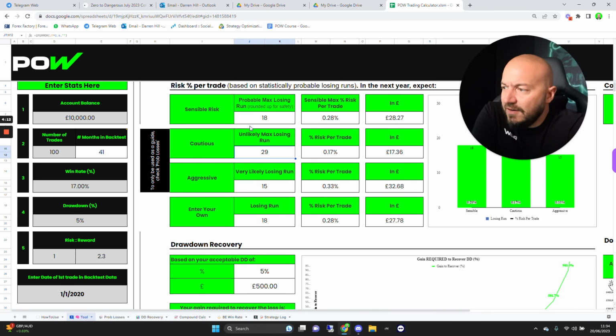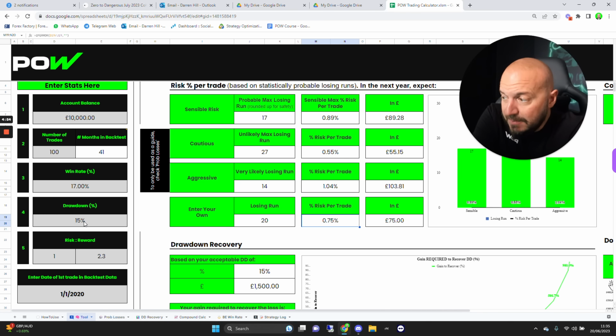For example, here I've got a probable losing run of 18, a very likely losing run of 15, and an unlikely losing run of 29. So if I've got £10,000 and I only want a maximal drawdown, if my biggest losing run was to ever happen, of, let's say, 15%, then I might look at these and go, do you know what? I'm comfortable that that's going to be very unlikely, but these are probably going to happen. So I'm going to choose somewhere in the middle and risk a losing run of 20. Now, that's going to tell me that my risk per trade is 0.75%, if I just traded that one strategy within this drawdown level of 15%.